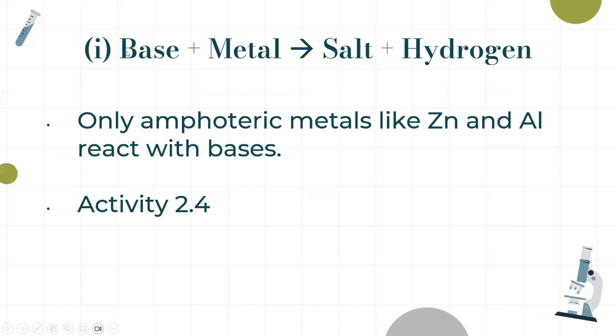So as you can see, when bases react with metals, we get the formation of salt and hydrogen gas is liberated, similar to acids reacting with metal. But you need to note that only amphoteric metals like zinc and aluminium react with bases.